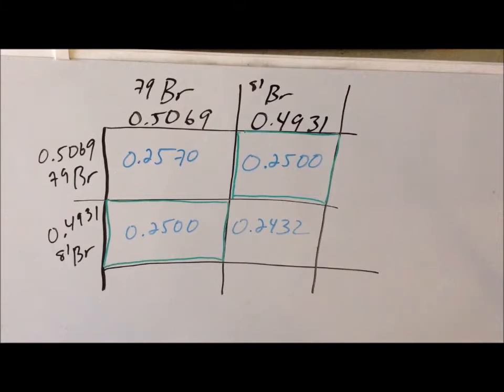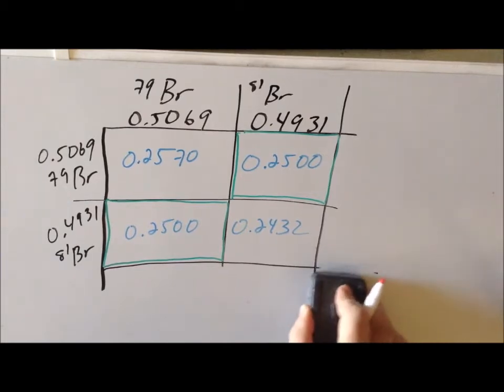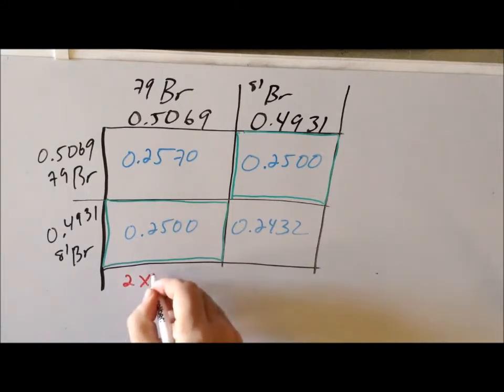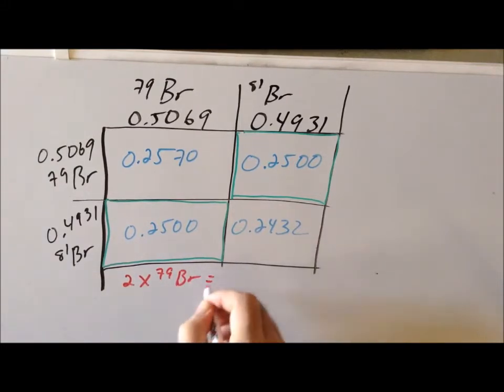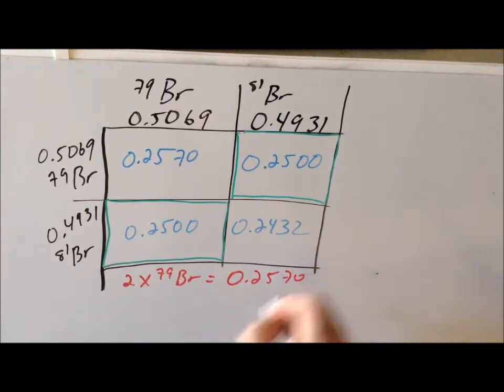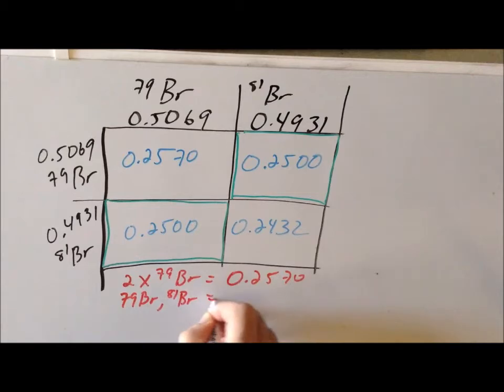So what we get, if we do some red to highlight it again, if we're looking at two bromine 79s, the actual probability is 0.257. So it's slightly greater than the 1/4 that we had done previously. The probability of a bromine 79 and a bromine 81 is going to be these two boxes combined, so that's going to give us 0.5000.